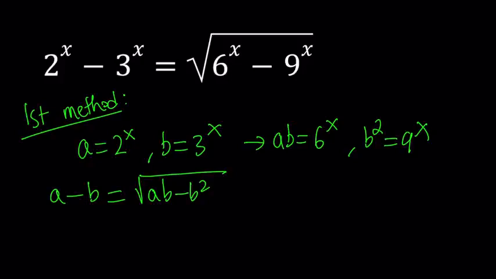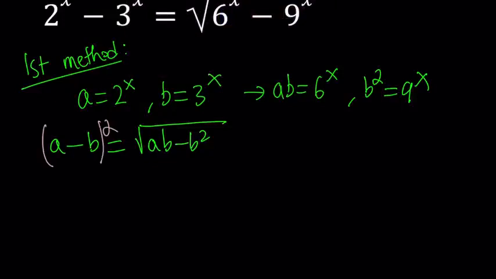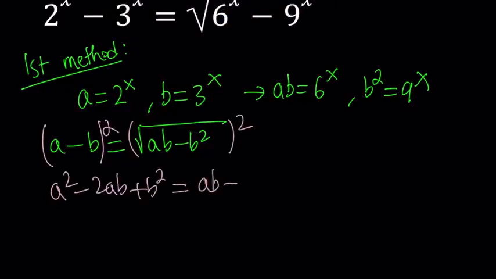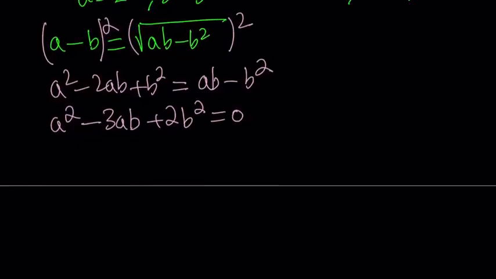Square both sides. So let's go like this. And then we're going to have a squared minus 2ab plus b squared. And on the right-hand side, the square root is just going to disappear. Now notice that we have some like terms. They like each other, right? Negative 2ab and ab. So let's put everything on the left-hand side. We get a squared minus 3ab, and then negative b squared. B squared plus b squared becomes 2b squared. Uh-oh, we missed the opportunity. To be or not to be.